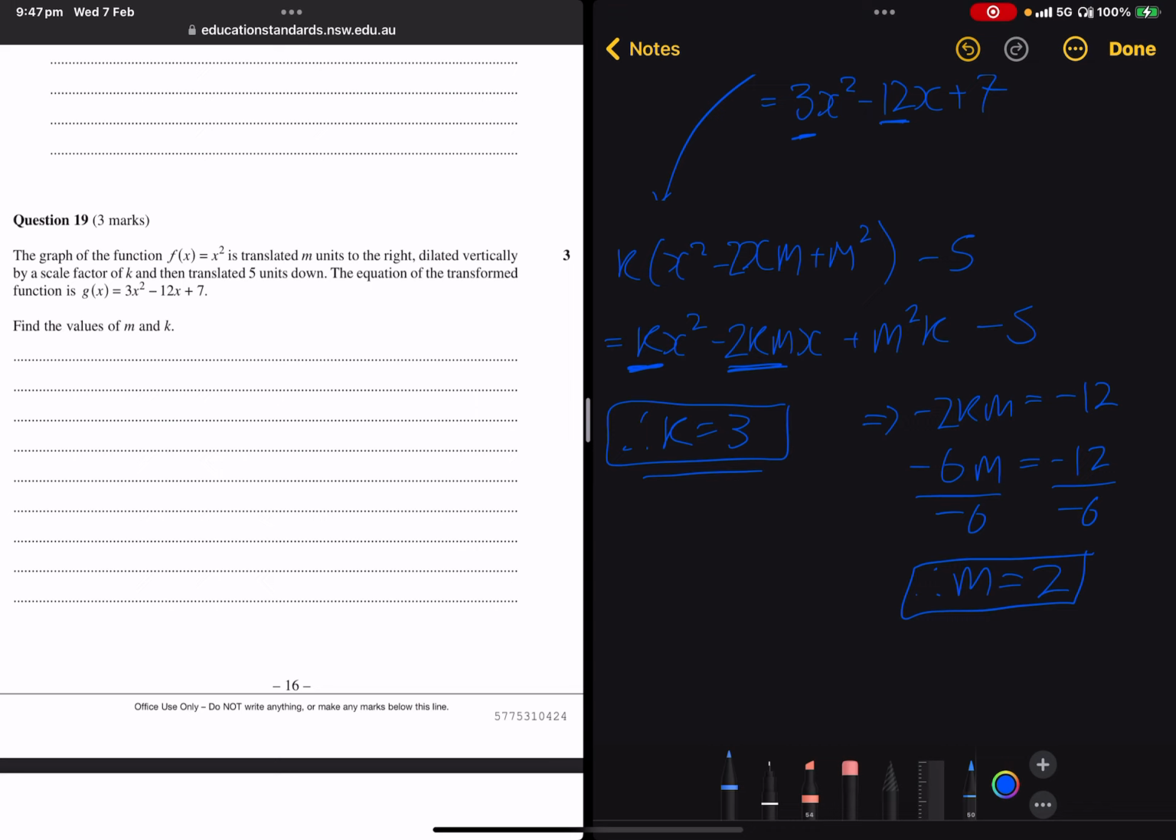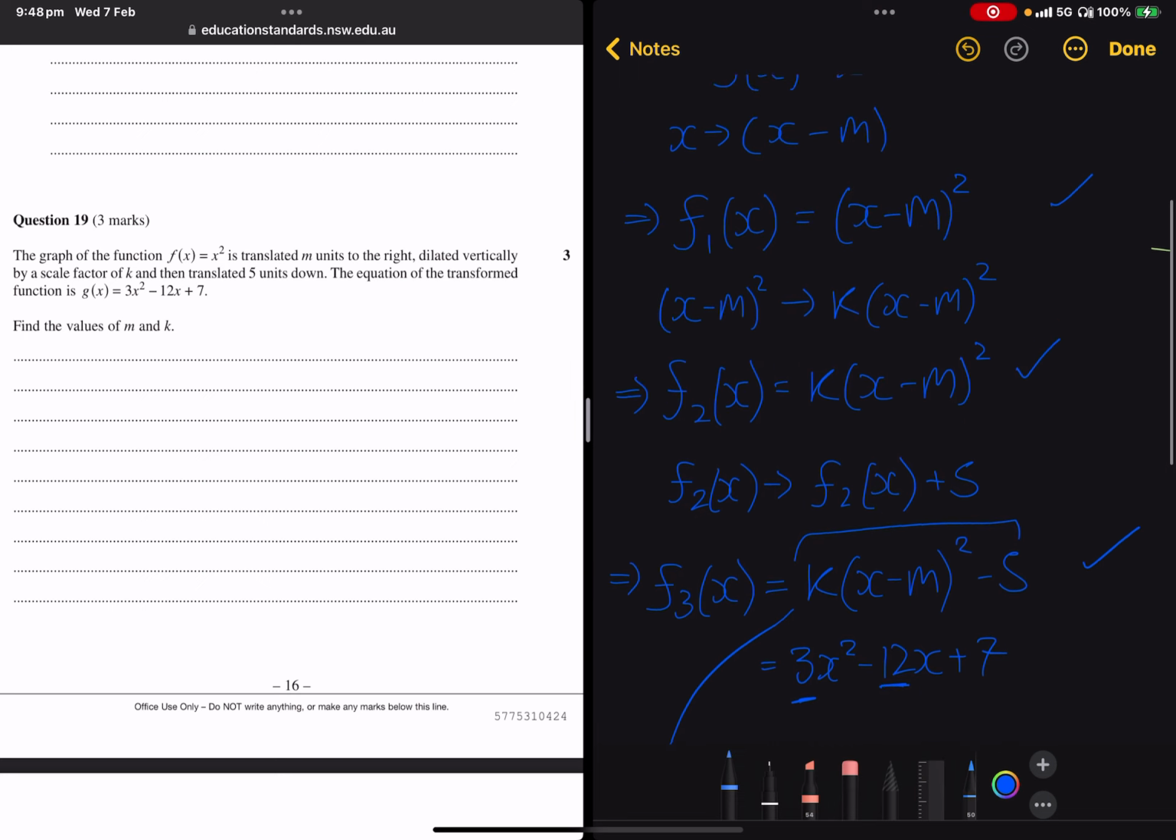So in order to achieve this result, we had to translate the function 2 units to the right, dilate the function vertically by a factor of 3, then translate 5 units down. And this is one way that we can get this solution.